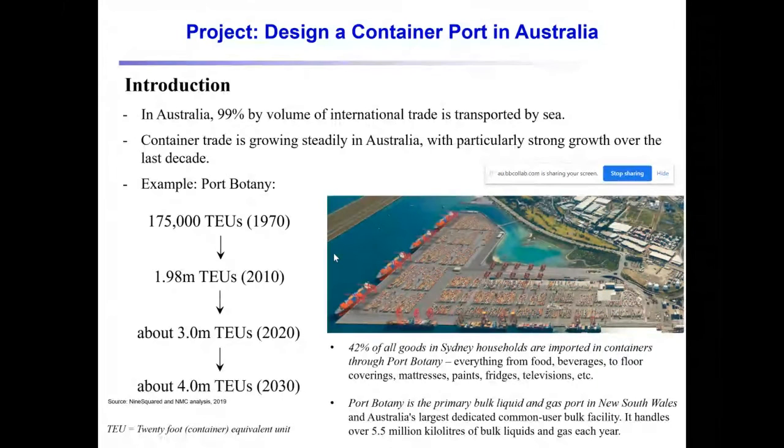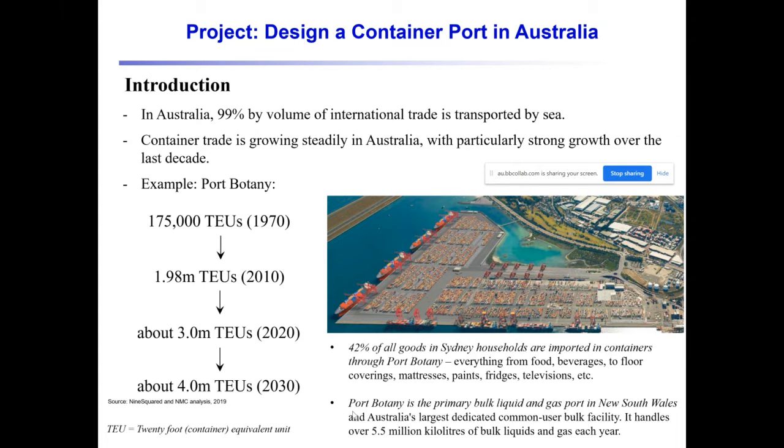So about the Port Botany, why do I explain about Port Botany? Because the project that we are going to go through is similar to it, the Port Botany expansion project. I will explain more details about this expansion project. But if I want to explain about the significance and importance of this port in Sydney, it is interesting to know that about 42% of all goods that you have at home in Sydney are imported in containers through Port Botany. And this includes food, beverages, floor coverings, mattress, paints, fridges, and etc.